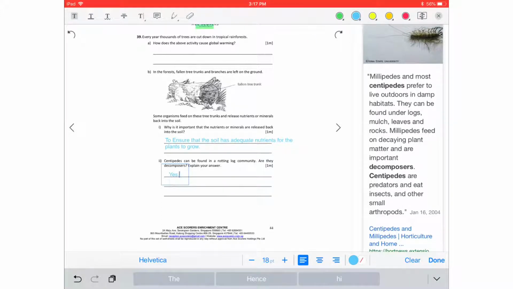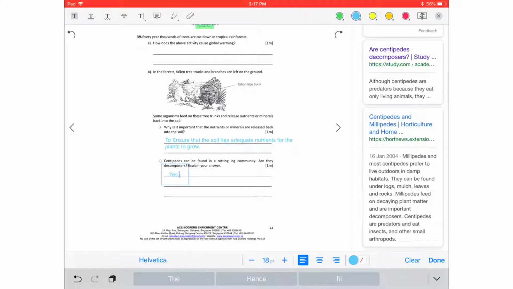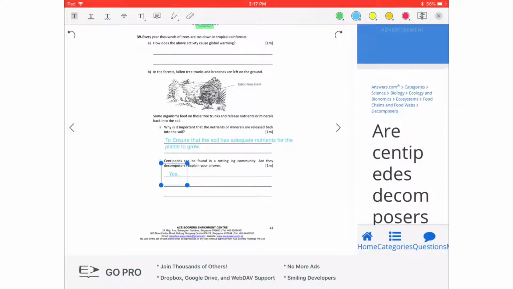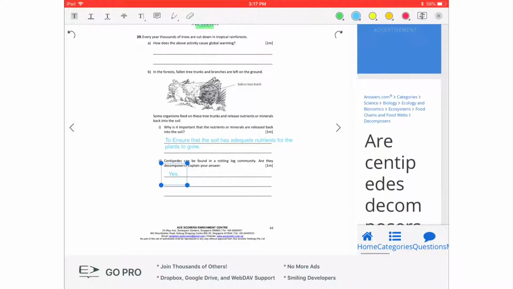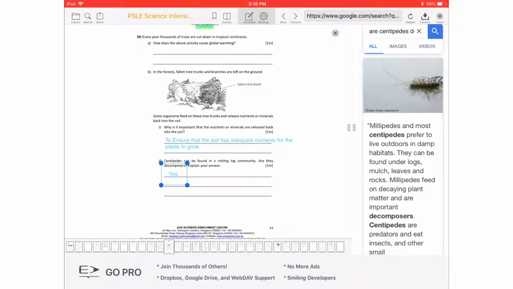Wait, millipedes feed on decaying plant matter and are important decomposers. Centipedes are predators and eat other insects. Wait, so this suggests that they are not. No, they are not. So the answer is no, no? Okay, keep changing. Yeah, it's not. No.